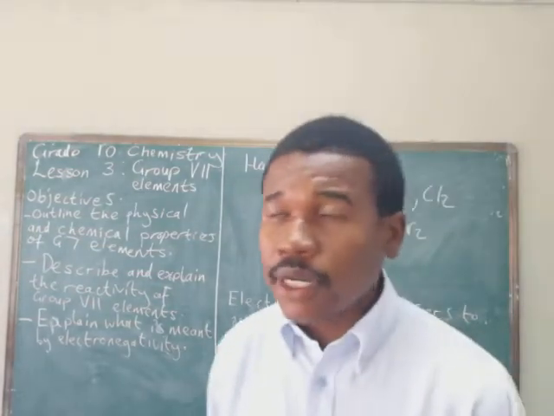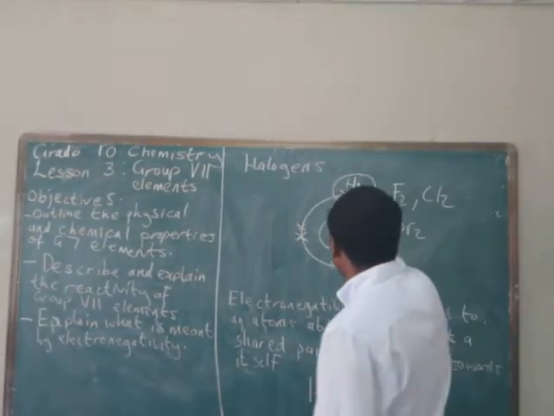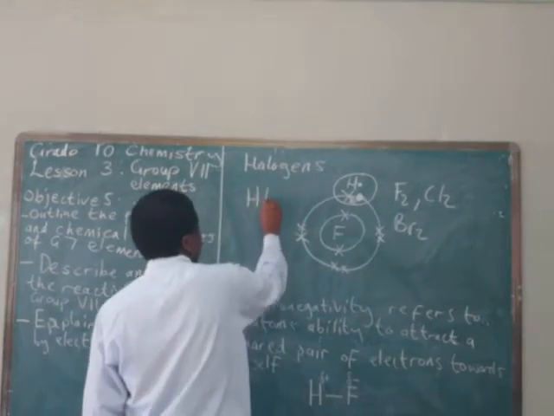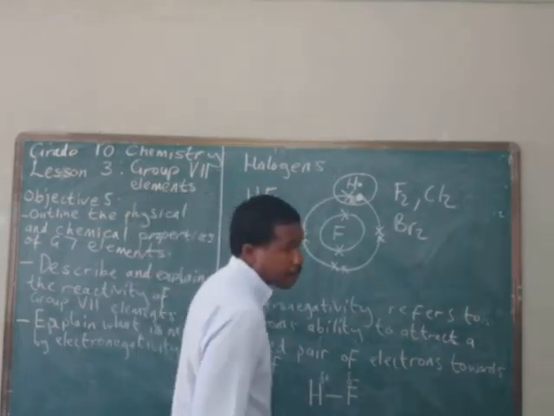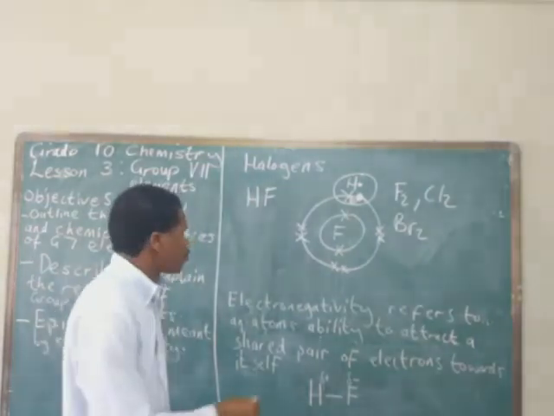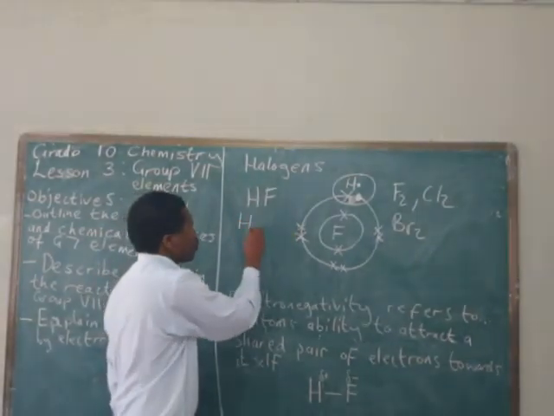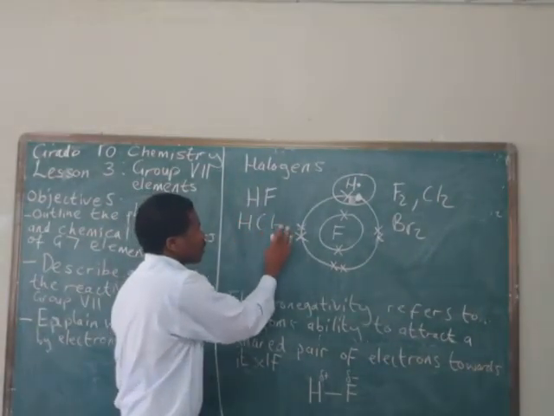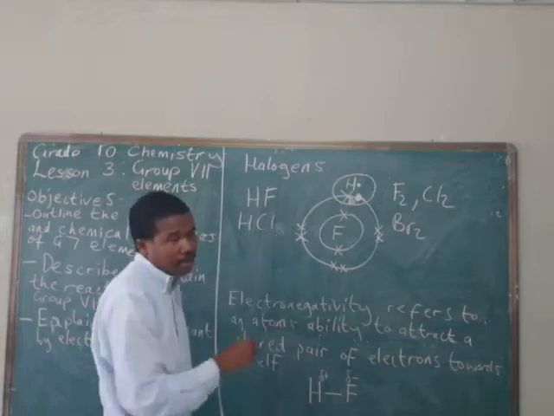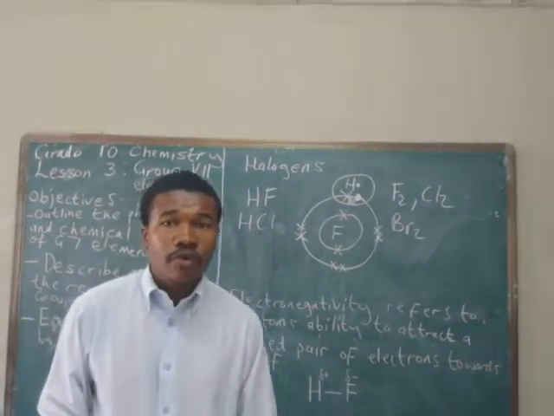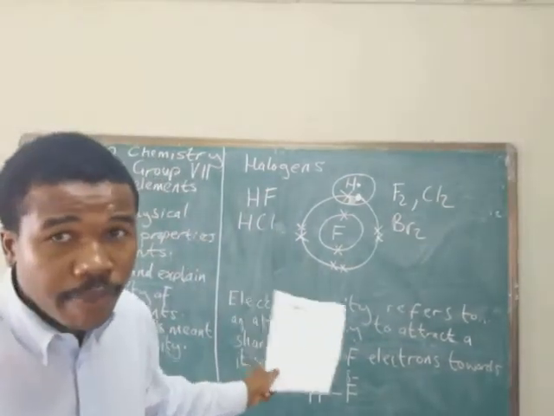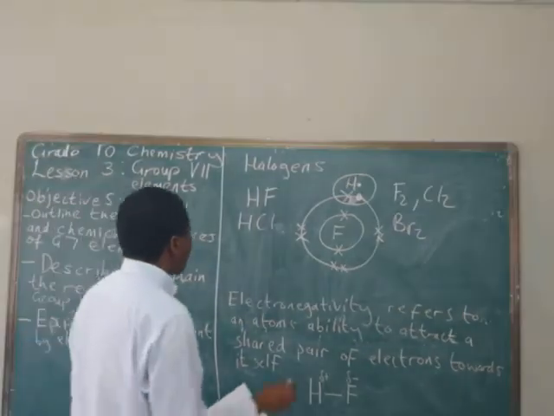They form molecular compounds such as this one, which we have here, which is hydrogen fluoride. They also form the common one, which we know, which would be HCl. These are covalent compounds, but they can also form ionic compounds.